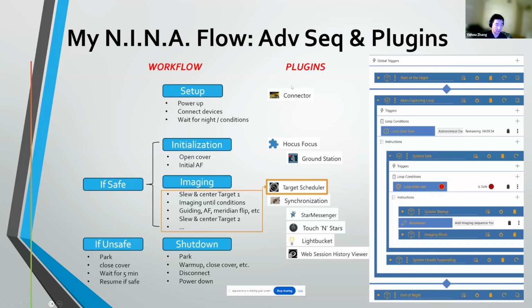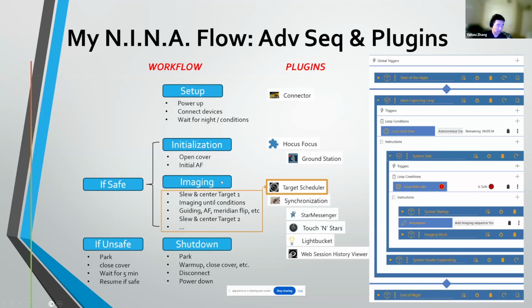I power up by the connector and via the Pegasus power box automation, and I connect to the devices via connector plugin. I wait for the conditions when it's ready to go, and then the system will check if it's safe, and then if it's safe, it does its initialization activities, nothing fancy. I also rely on Hocus Focus for the initial autofocusing as well as the autofocusing during the imaging, and also send myself some messages via ground station and Pushover to tell me where I am in the sequence.